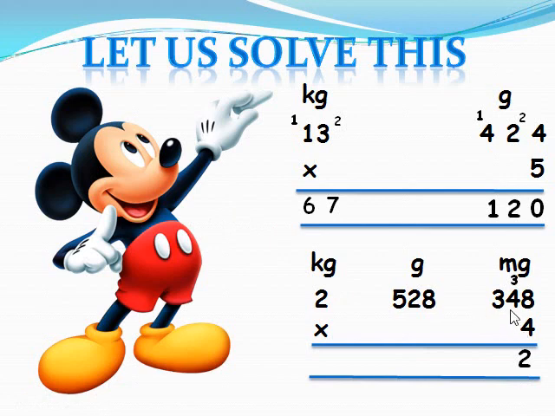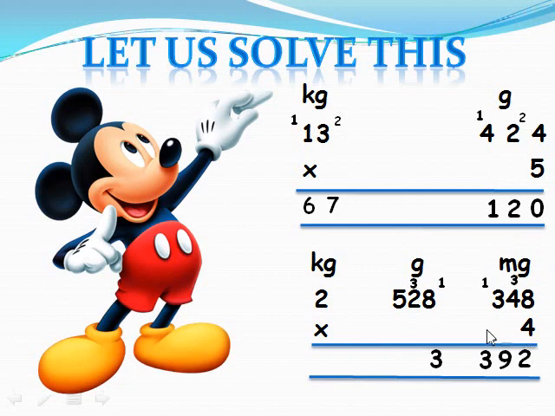So 4 times 4 gives 16. Then 16 plus 3, what would that give us? 19. So we write 9 and carry 1. Now 4 times 3 gives 12 plus 1, 13. We write the 3 and carry 1. Don't forget, we must always carry the remaining 1 to the other side. Now 4 times 8 is what? 32. 32 plus 1 gives us 33. So we write the 3 and carry 3.